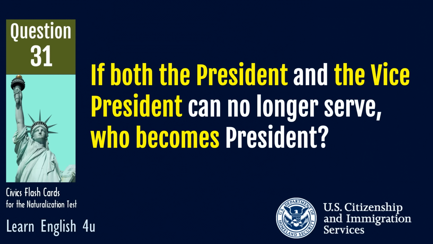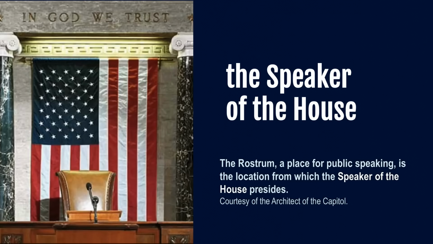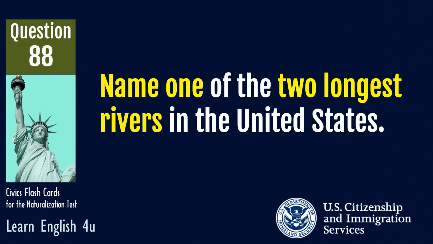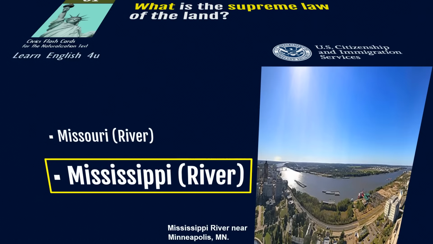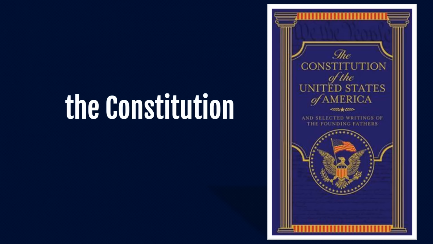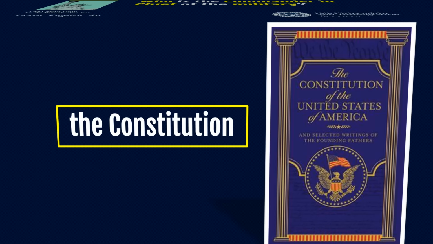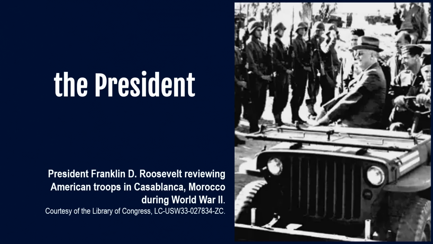If both the President and the Vice President can no longer serve, who becomes President? The Speaker of the House. Name one of the two longest rivers in the United States. Mississippi River. What is the supreme law of the land? The Constitution. Who is the commander-in-chief of the military? The President.